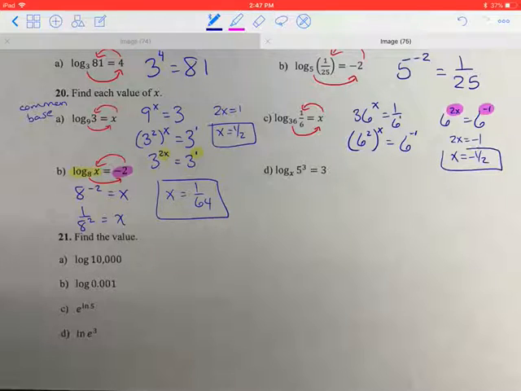Now that was negative, so if I go over and look, my x is over here. Okay, on the right side it can be anything I want. It's only on the log side that it has to be positive.